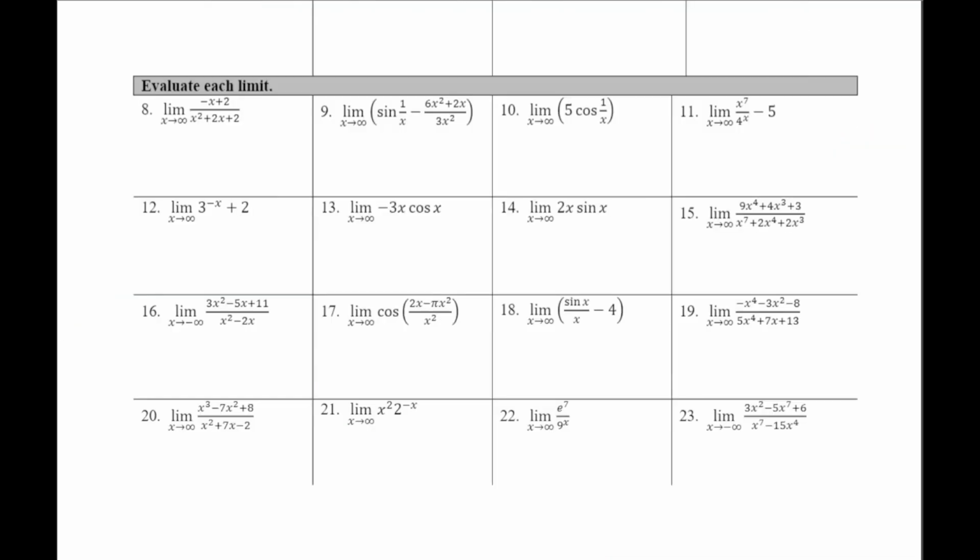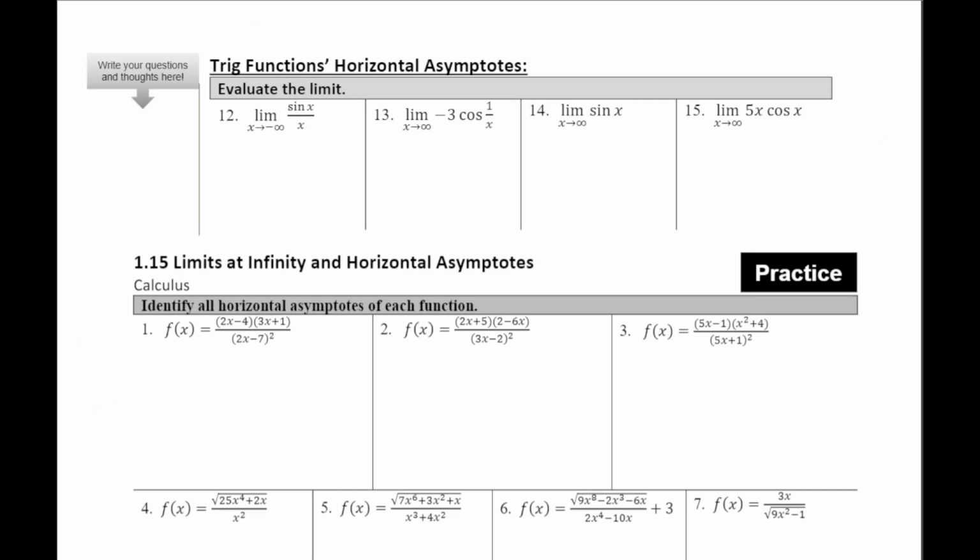Next page. So here are some trig limits. One thing for this one, sine x over x. If you recall, sine, your trig function, is always going between -1 and +1, but then you have the x on the bottom. So you're going to have this closer and closer to 0. That's going to be the horizontal asymptote. y is equal to 0.